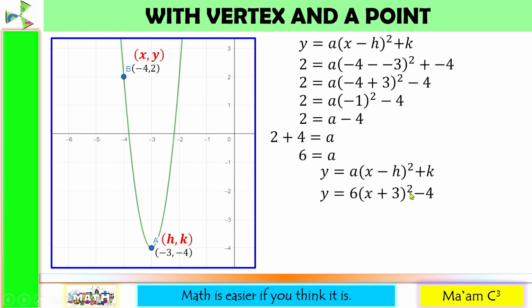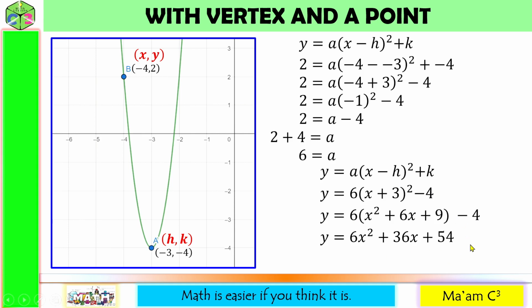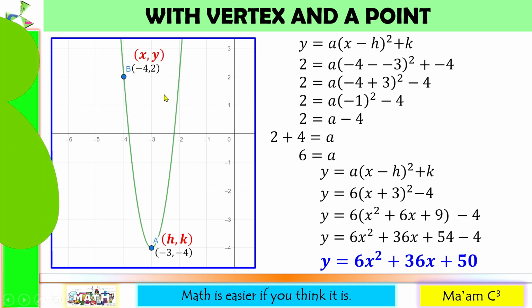This will be x squared. 2 times x is 2x, times 3 is 6x. 3 squared is 9. Copy minus 4. I'll distribute 6. This will be 6x squared plus 36x plus 54. Copy minus 4. 54 minus 4 is positive 50. This is now the equation of the parabola that passes through the vertex negative 3, negative 4, and the point negative 4, 2.